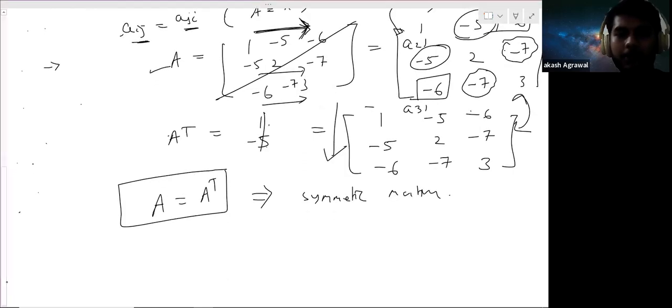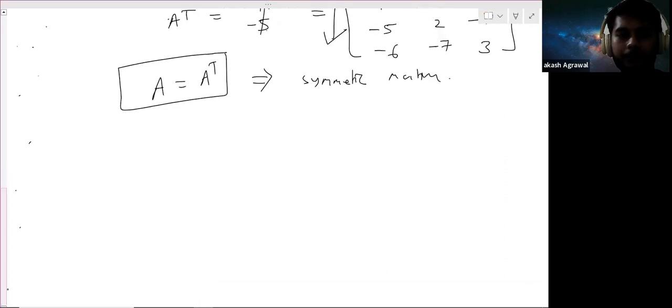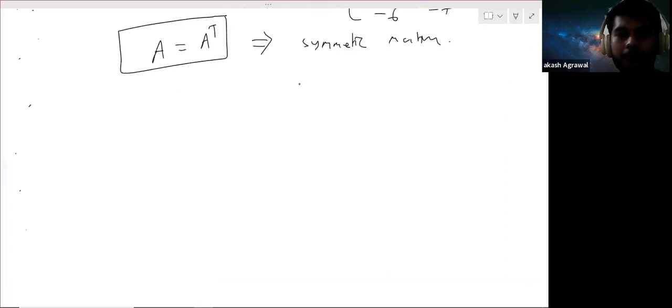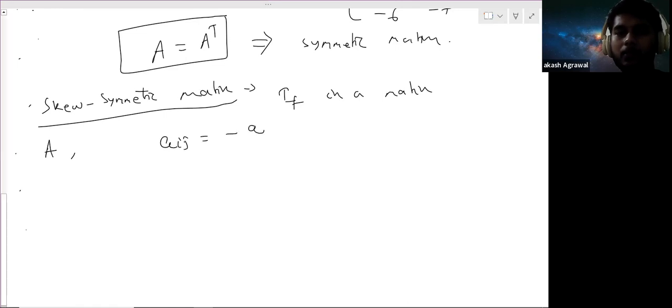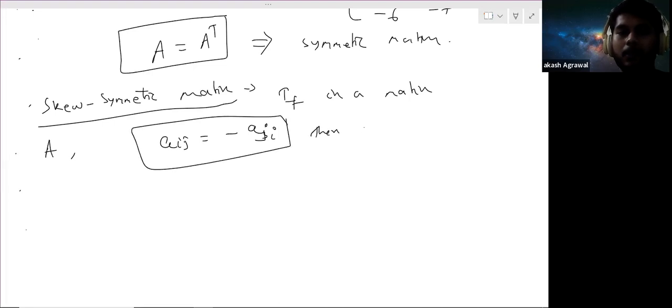Next one is skew symmetric matrix. If in a matrix A, Aij equals minus of Aji, then the matrix is skew symmetric. Alright? What does this mean? Very simple.